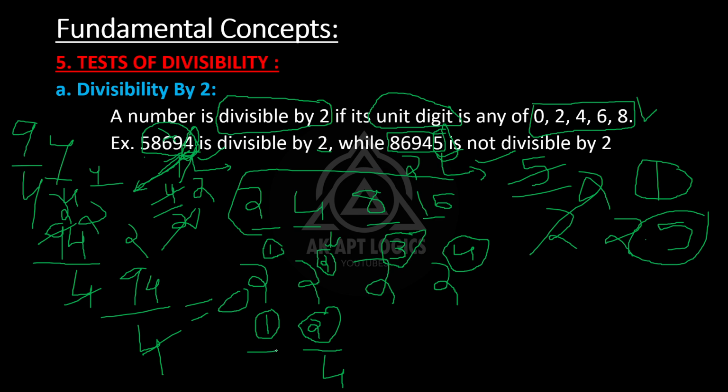Here in the case of 2, divisible by 2. Here in the case of 4, if the last two digits are divisible by 4, the number will be divisible by 4. Here in the case of 8, if the last three digits are divisible by 8, then the number is divisible by 8. Here in the case of 16, if the last four digits are divisible by 16, then the number will be divisible by 16. I hope you got this. Let me show you the slides. I hope you got this topic.